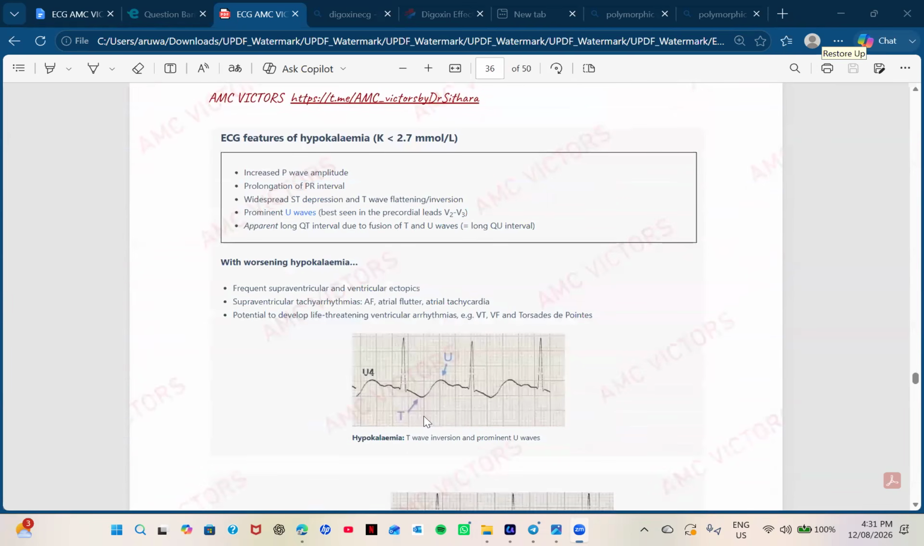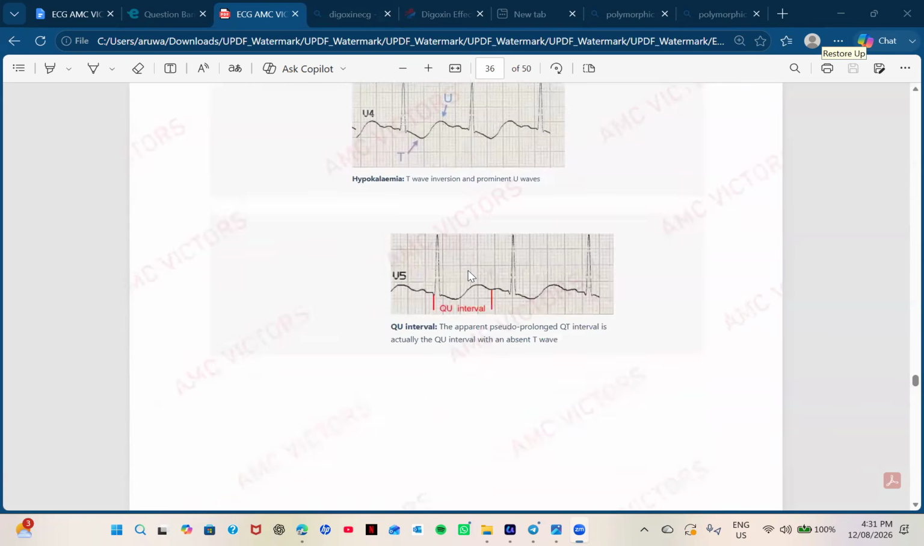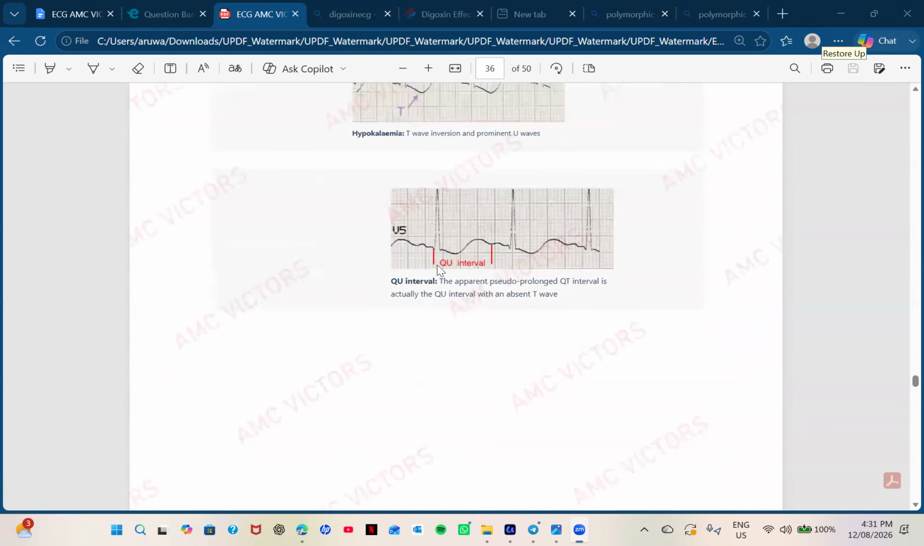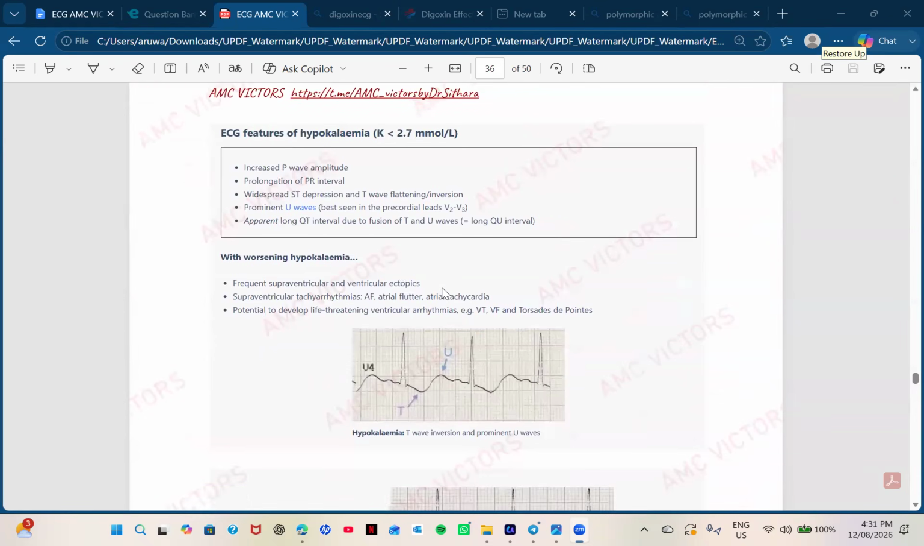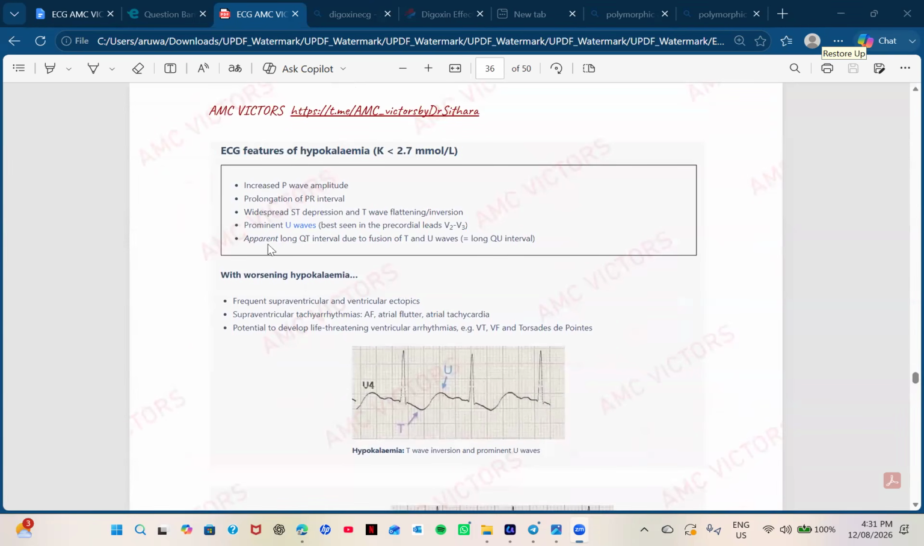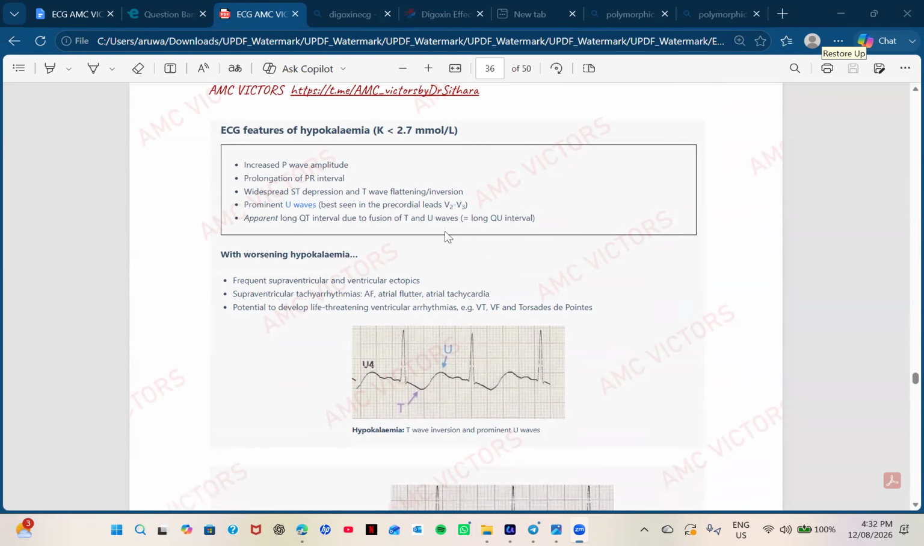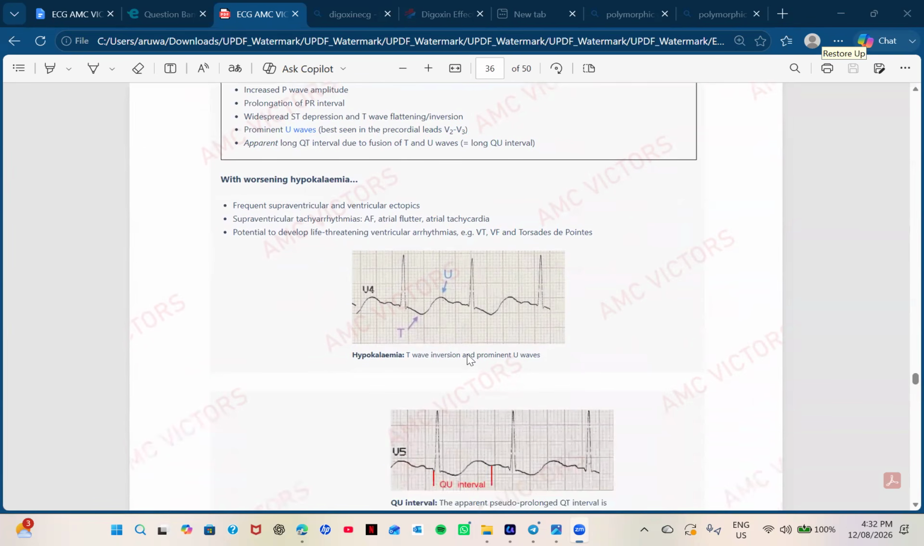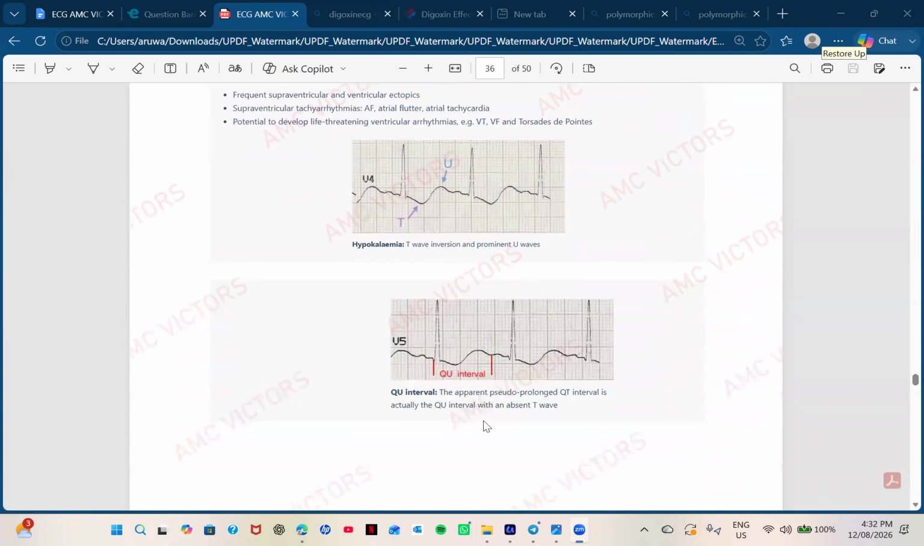The same thing here, the T wave is going down. Because of this effect, there can be a formation of U wave. You can see this in hypokalemia, less than 2.7. Other than that, you can see a QU interval, prominent U wave, prolonged PR interval, and increased P wave amplitude. There is an apparent long QT interval due to the fusion of T and U waves, so it's a long QU interval, right?